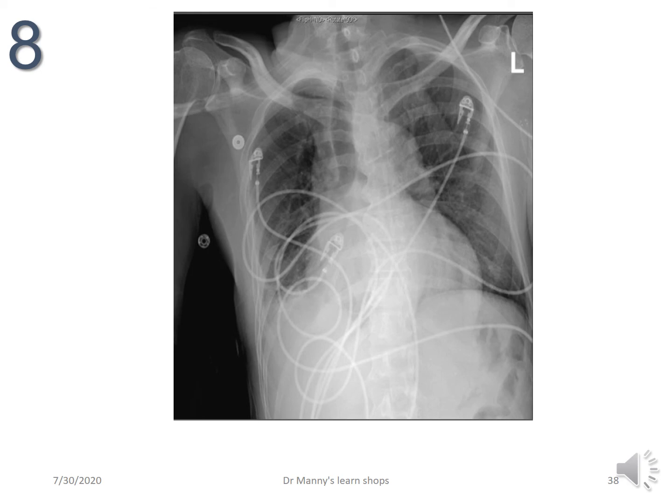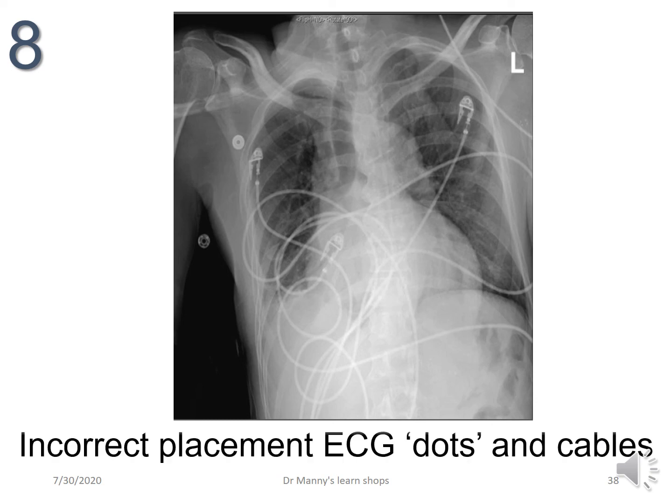Then you've got a mess. There's a mess on this x-ray. You've got wires everywhere. Makes it difficult to see some things clearly. You've got ECG electrodes on the chest. So therefore, I'd be thinking here now that this is incorrect placement of the ECG dots and cables, which could create artifact or images that you don't want to see on the chest x-ray.